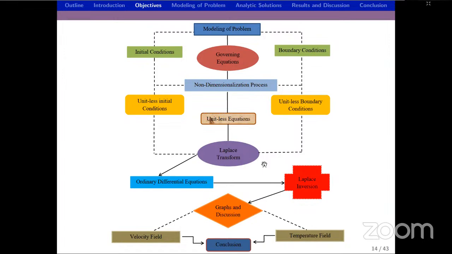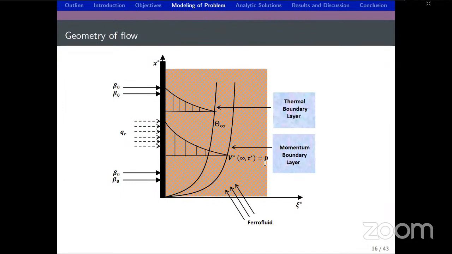So now the modeling of problem. This is the geometry of my model in which we can see, I consider the ferrofluid. Magnetic field and radiation term is acting along the plate that is at the one end is moving with some velocity. So this is my main governing equation.